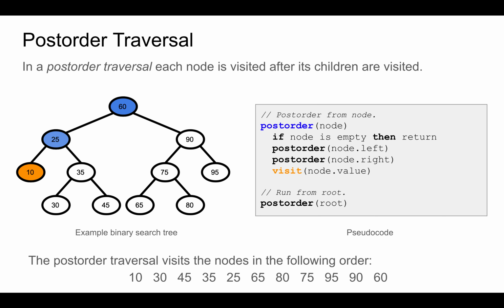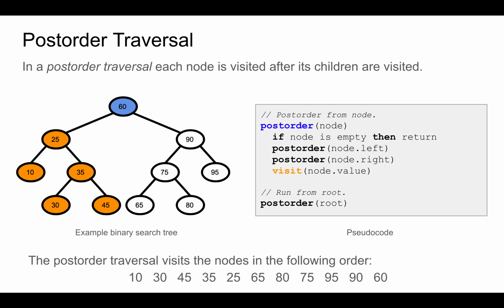We pass through 25. We have not visited it yet. We pass through 35, and then we visit the node 30. Then we pass through 35 again and visit the node 45. So we can see we visited all of the children. And because we visited all of 35's children, we can now actually visit 35. Now we have visited all of 25's children, so now we can visit 25.